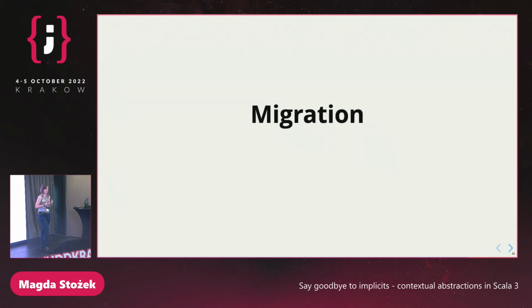So now that we have the 7 use cases, let's say a bit about migration. Because, as I said, the implicit keyword is used extensively in Scala code and in the libraries. So how do you migrate if the keyword is not supported anymore? Do you have to just rewrite everything from scratch? And do you migrate your code first, or do you need to wait for the library to migrate first?